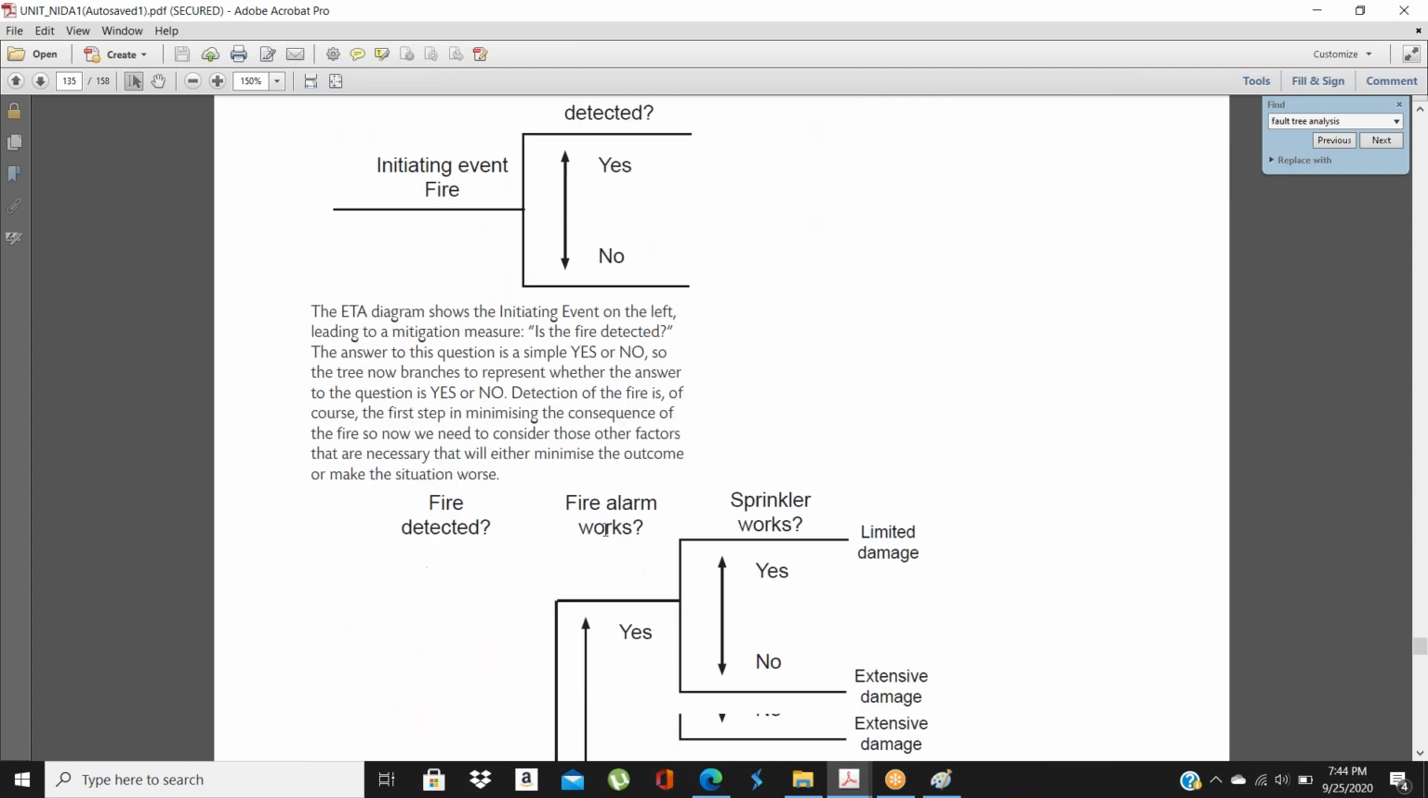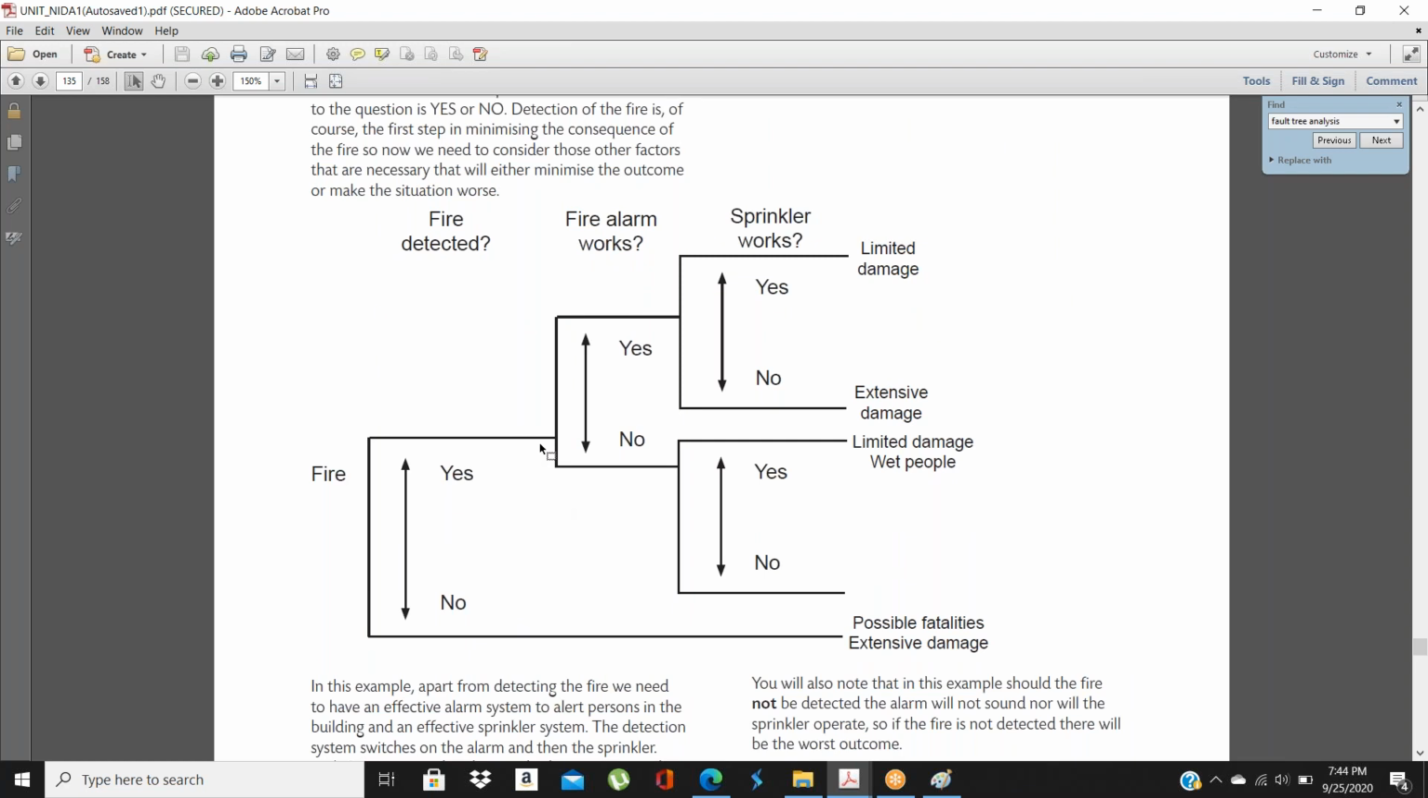Okay, now let's suppose there is a fire. After the fault analysis, we provide all the controls, but after 14 chances, 1 fire occurs. Now, is the fire detected or not?